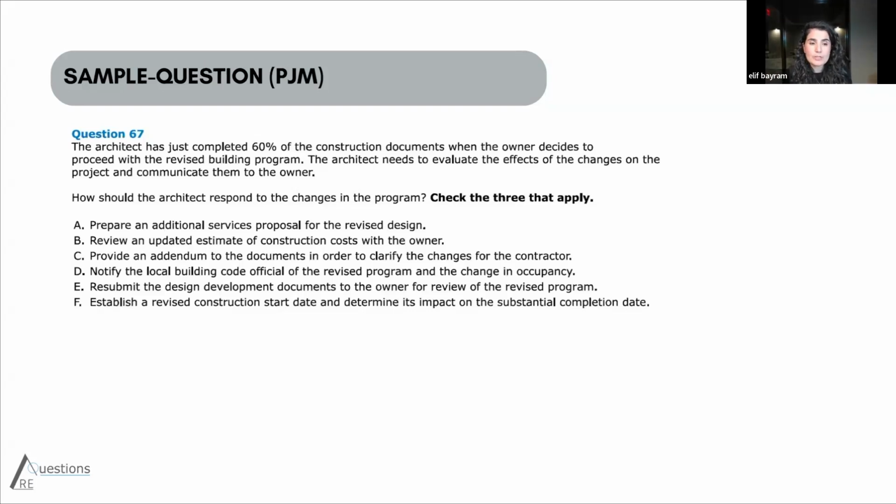So the question says the architect has just completed 60% of the construction documents when the owner decides to proceed with the revised building program. The architect needs to evaluate the effects of the changes on the project and communicate them to the owner. How should the architect respond to changes in the program? Check the three that apply.